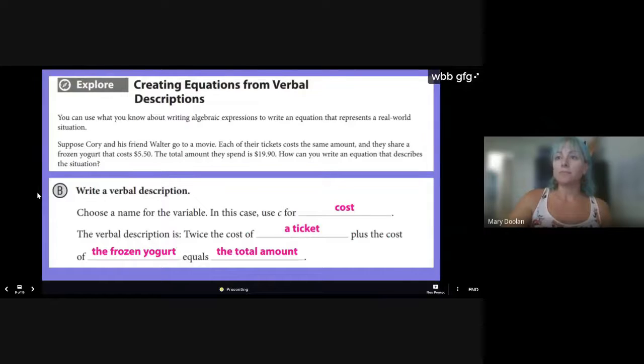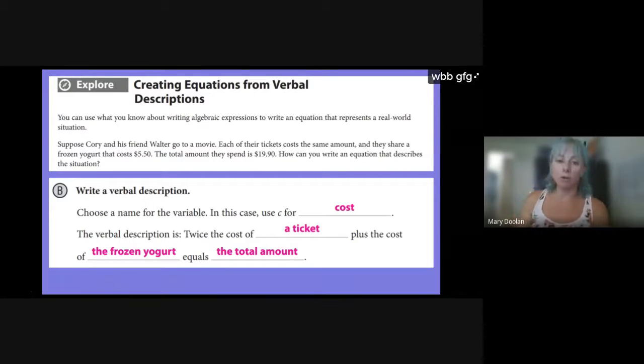All right. So this next part, once you figure out the key information, you have to realize what you're given and what you're trying to figure out. Then you can write a verbal description. So we want to choose a variable to represent our unknown amount. In this case, since we're trying to figure out the cost of a ticket, we're using C for the cost, because that just logically makes sense, but you can really use any variable you want.